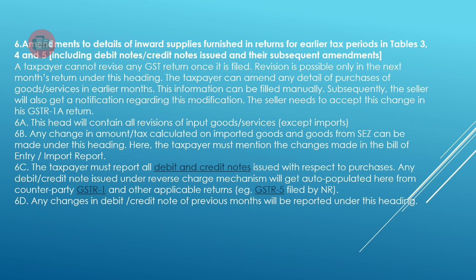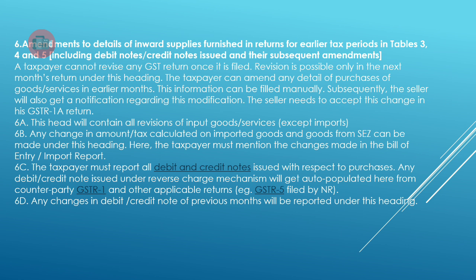Now, amendments to details of inward supplies furnished in returns for earlier tax periods in tables 3 and 5, including debit notes and credit notes issued and their subsequent amendments. A taxpayer cannot revise any GST return once it is filed. Revision is possible only in the next month's return. Under this heading, the taxpayer can amend any details of purchases of goods or services in earlier months. This information can be filed manually.